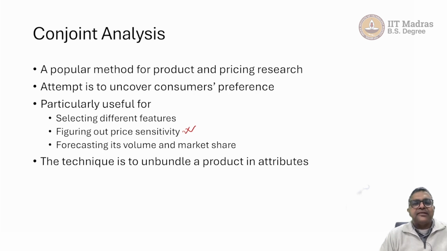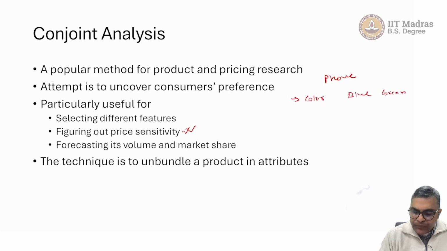What is this technique? It basically involves unbundling a product into attributes. Let us say theoretically there is a particular phone which has only 4 features. Let us say color, either it is blue or green. Let us say the hard drive, I am just saying for simplicity we are just having 2 and 2, either 64 GB or 128 GB.